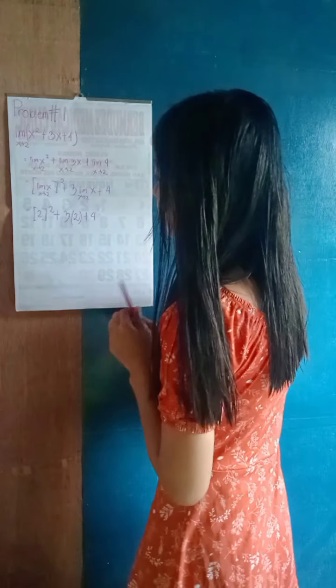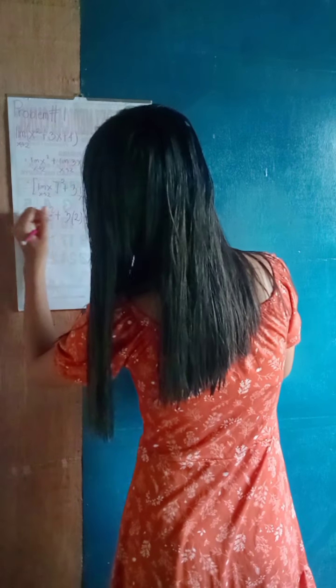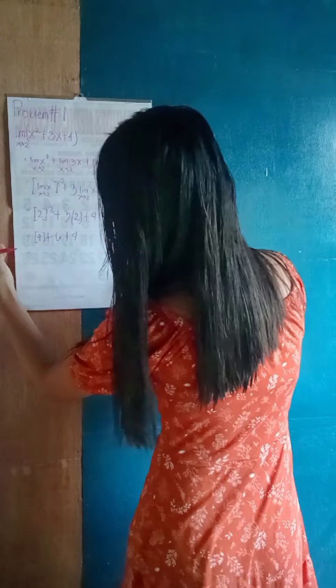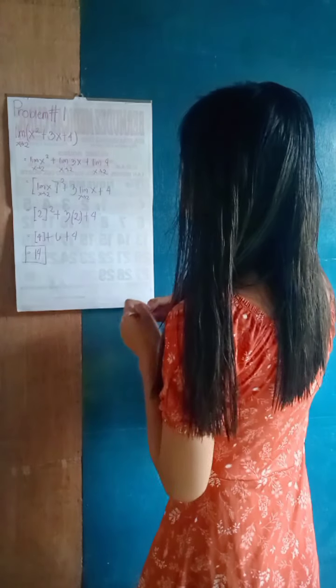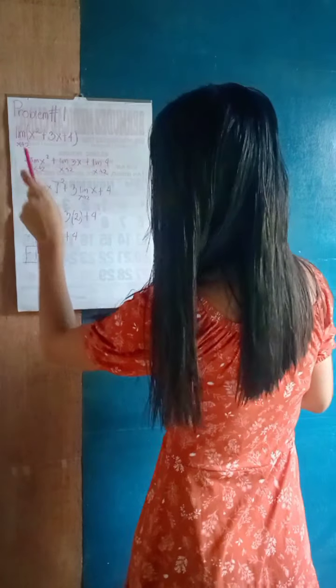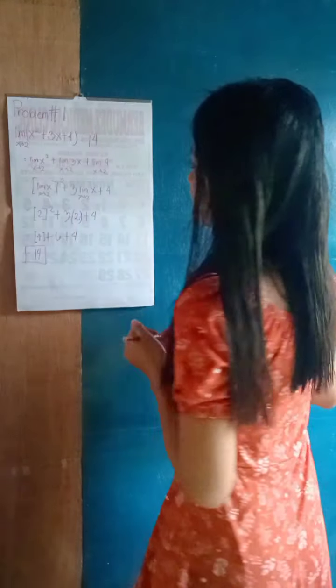Then, perform the indicated operation. So this will become 4 plus 6 plus 4 is equal to 14. The answer of limit quantity x squared plus 3x plus 4 as x approaches 2 is 14.